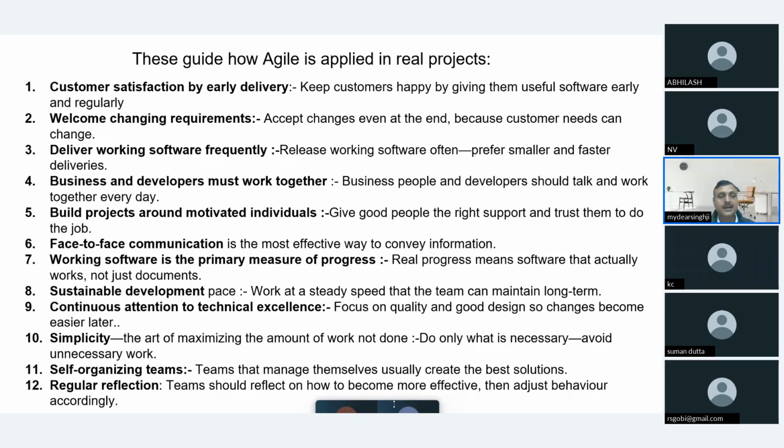Last is regular reflection. The team should reflect on how to become more effective, then adjust behavior accordingly. So what will happen? From time to time, we have to validate the team. That's the reason the retrospective has been created. From time to time, we are validating how we can make the team more effective. So these 12 principles are clear, guys?